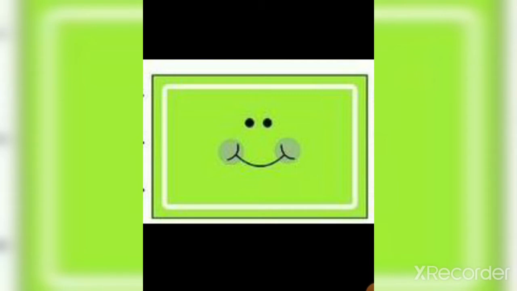Now we can say that in a rectangle, opposite sides are of equal length. Here you can see this and this one are opposite sides, and this one. We have two pairs of opposite sides with equal length.